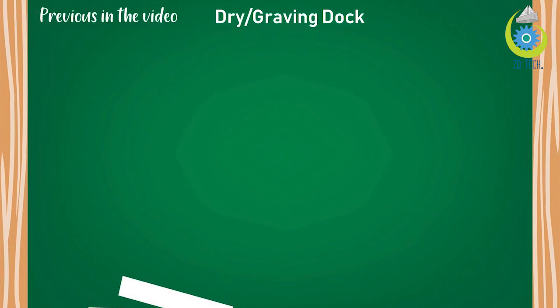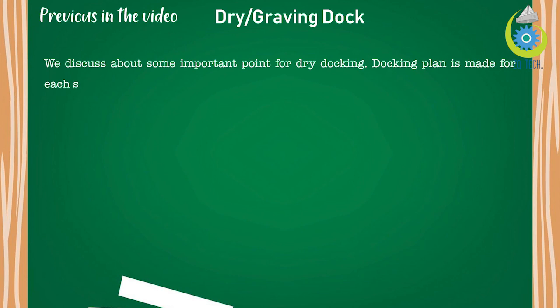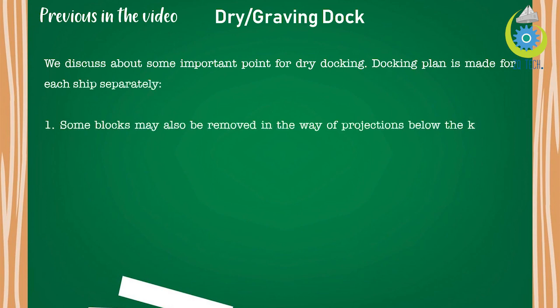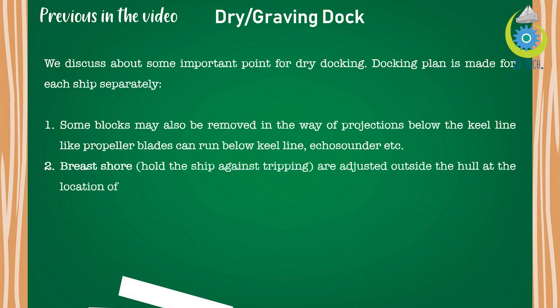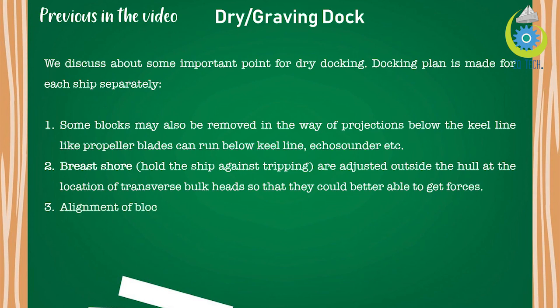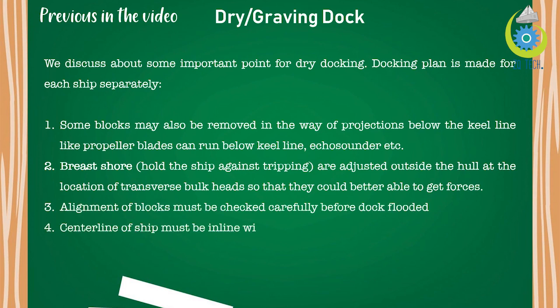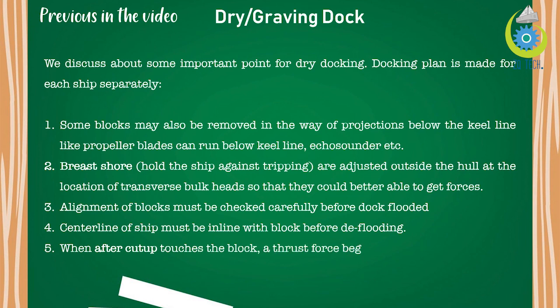Previously in the video, I have told you the general process of docking, and that docking process was actually for dry docking. So here on this page, I will discuss some important points of dry docking. You must study these points and try to understand them. Docking plan is made for each ship separately. So discuss the first point. Some blocks may also be removed in the way of projections below the keel line, like the propeller blades that can run below the keel line, and the echo sounder. So the first point basically means that the blocks must be removed under the ship from those points which are projecting below the keel.